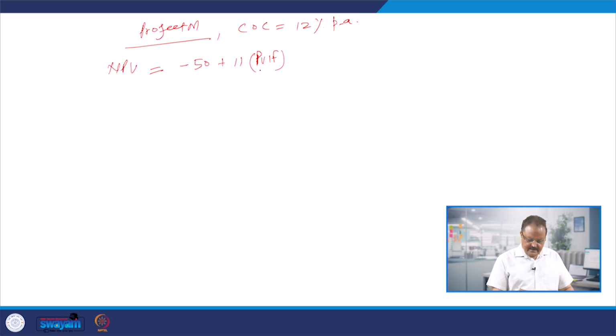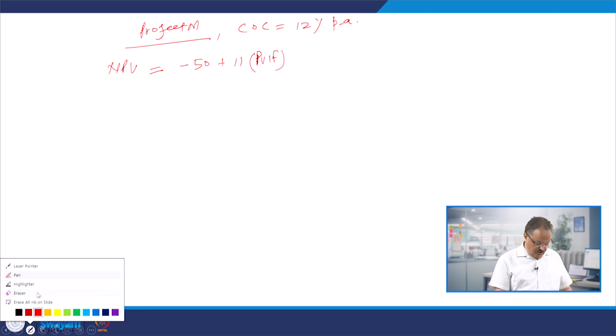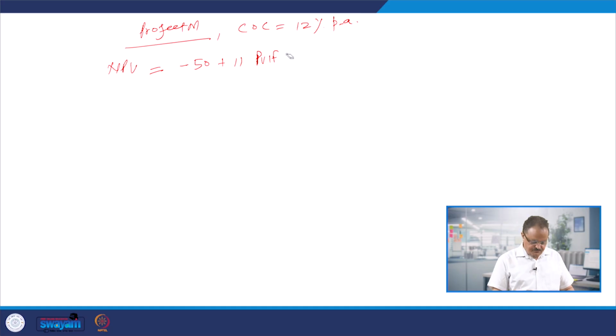The brackets are not required here. So we are going to take 11 into PVIF at 12% and year 1. This is going to be the criteria for us. So it is minus 50 plus 11 into PVIF at 12% and year 1, then plus the next cash flow, 19 into PVIF at 12% and year 2.